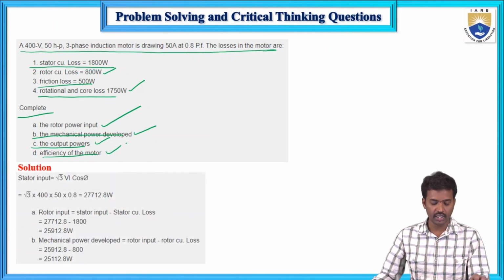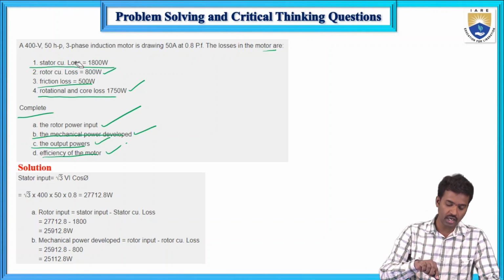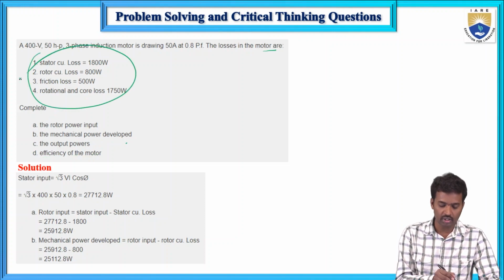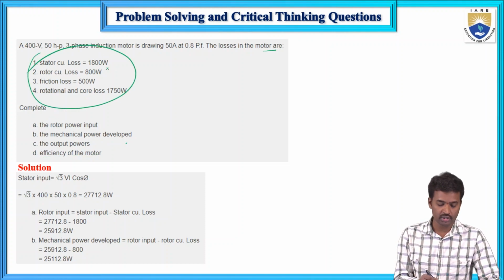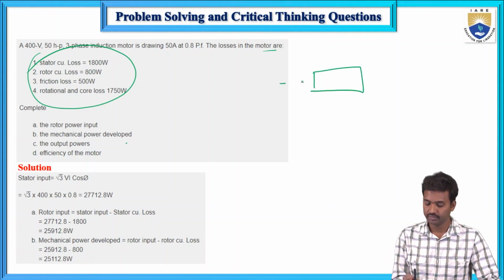First, how do we calculate the stator input? The total losses are given: stator copper losses, rotor copper losses, frictional losses and rotational loss. So first we calculate the input to the stator.